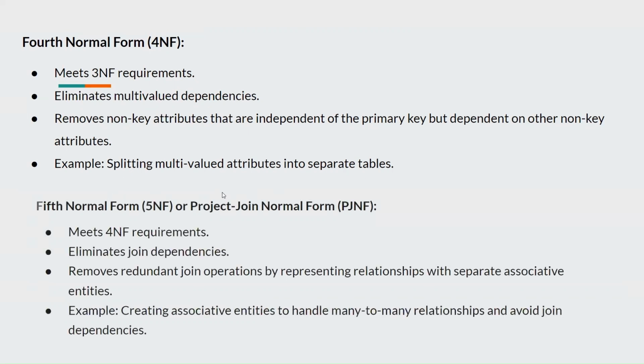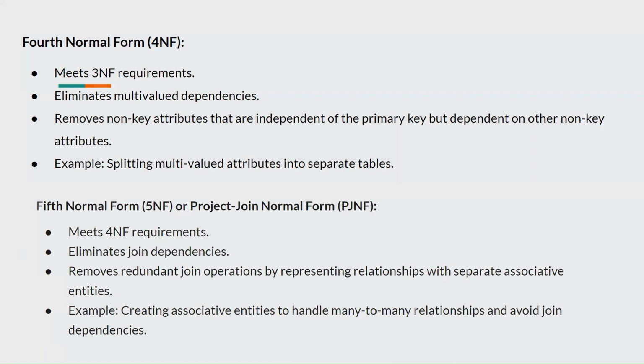Then came the last, fifth normal form, or project join normal form. It builds on the fourth normal form and eliminates the join dependencies. It removes the redundant join operations by representing relationships with separate associative entities. By creating associative entities to handle many-to-many relationships and avoid join dependencies, or breaking down a table so that we can join it back up using structured query language, was an example.